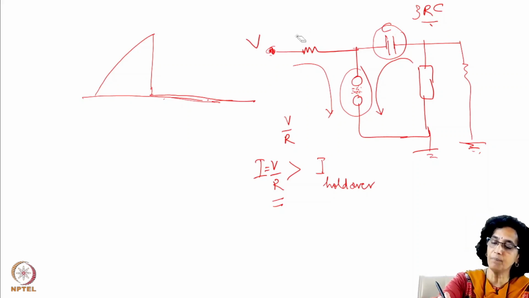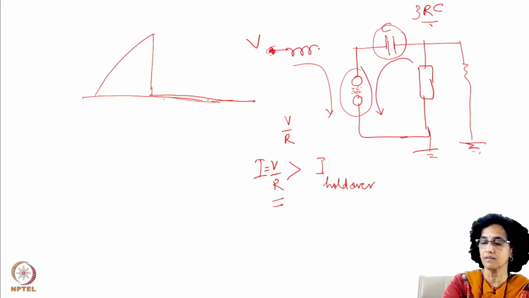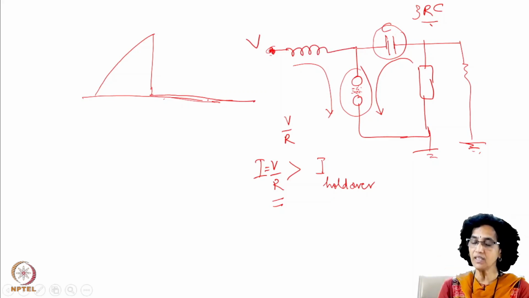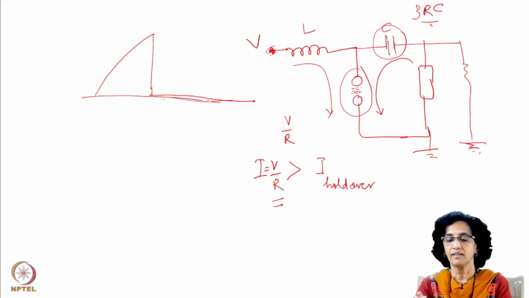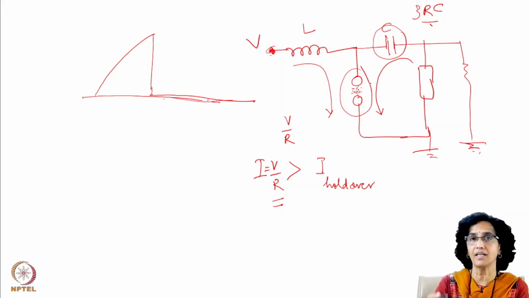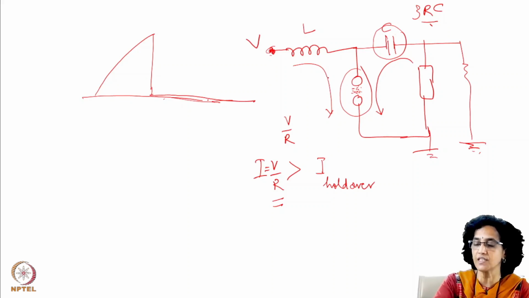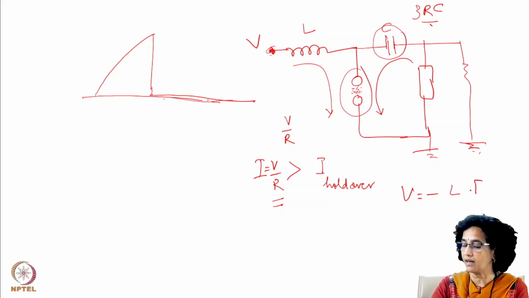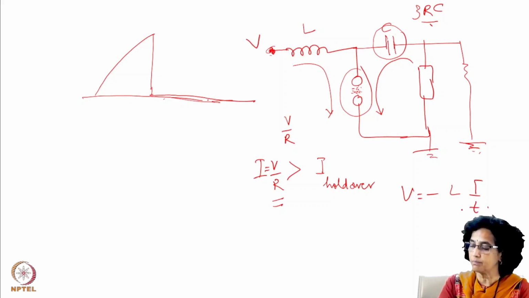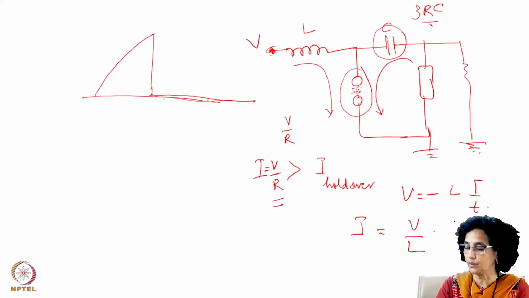So now we are thinking that we should replace it by an inductance. In the case of an inductance also, the value of L has to be properly chosen to ensure that the switch doesn't remain latched. In the case of an inductance, we know V is equal to minus L dI by dt. Therefore, the current I is V by L into t.